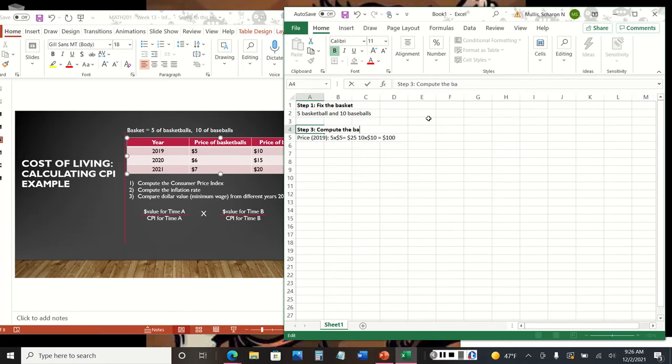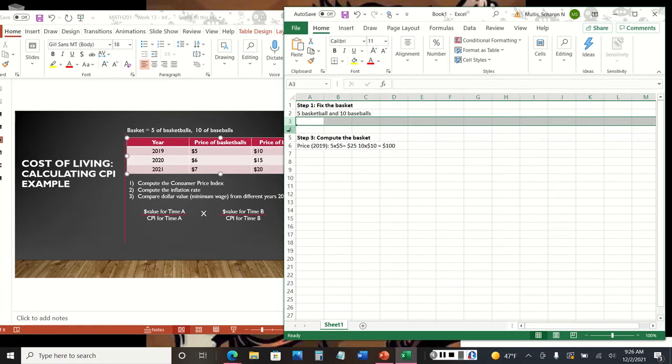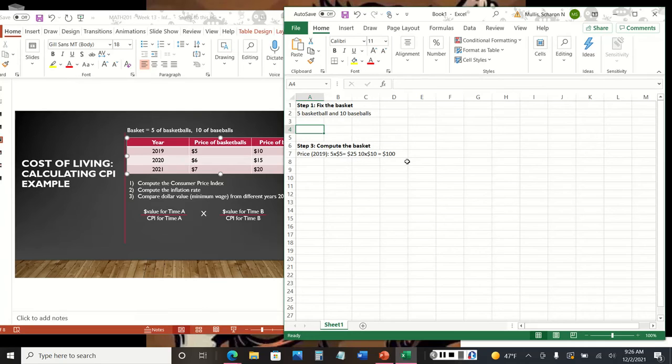Compute the basket. And step two is easier. I just moved ahead a little bit, but insert. And let's see, step two is find the prices of each item. So again, we'll do 2019 here.